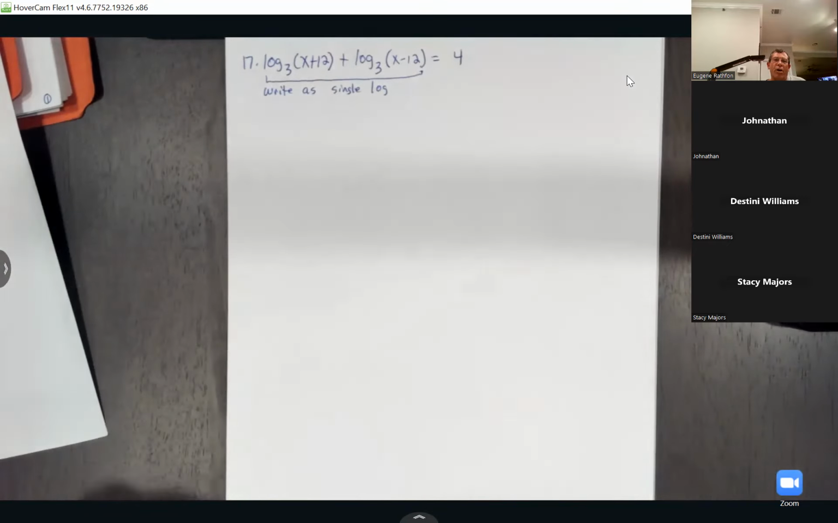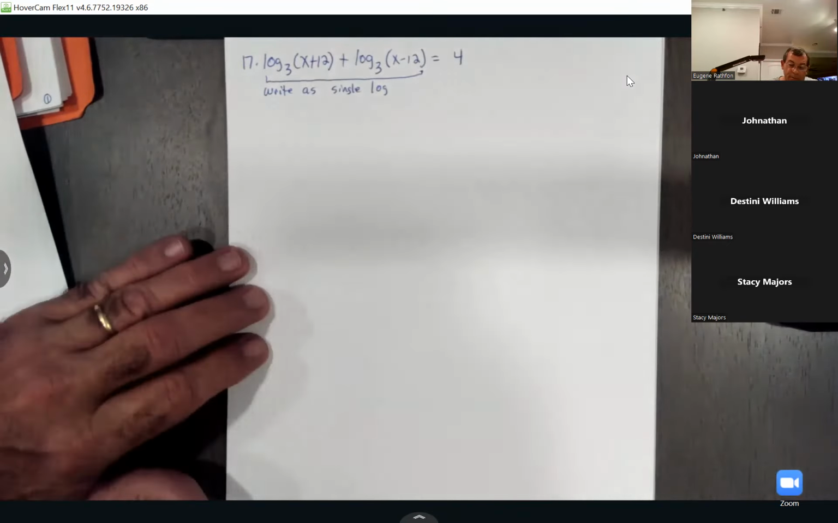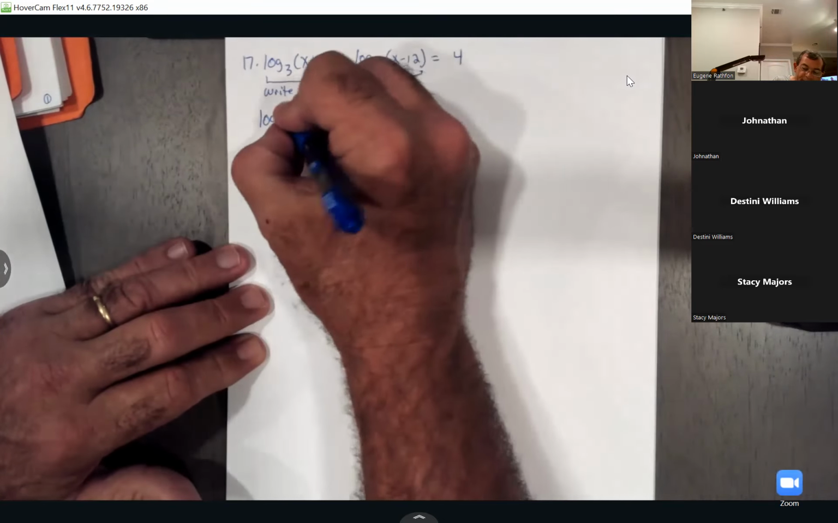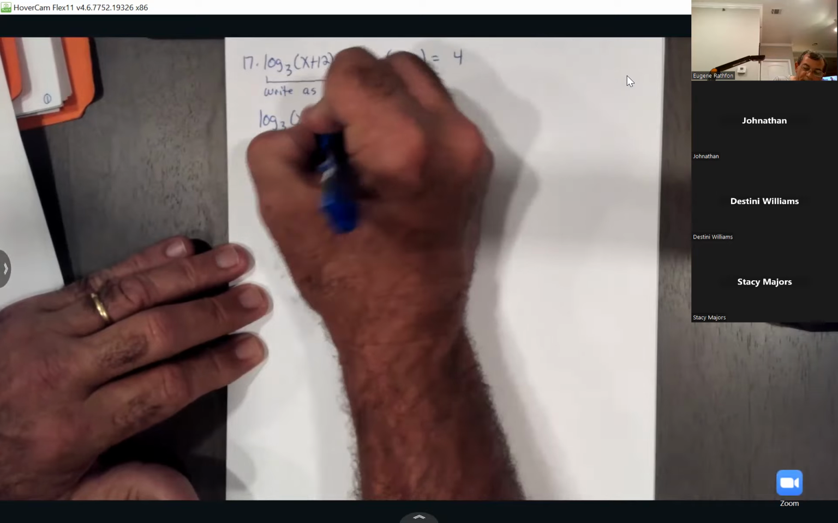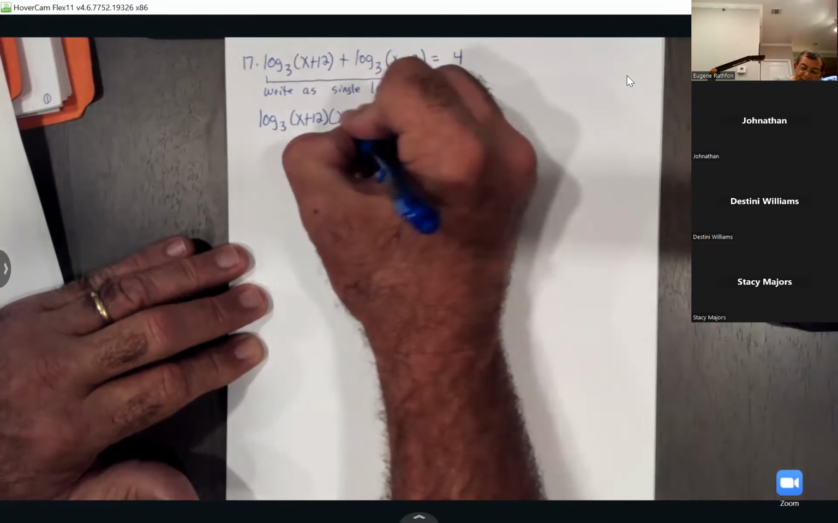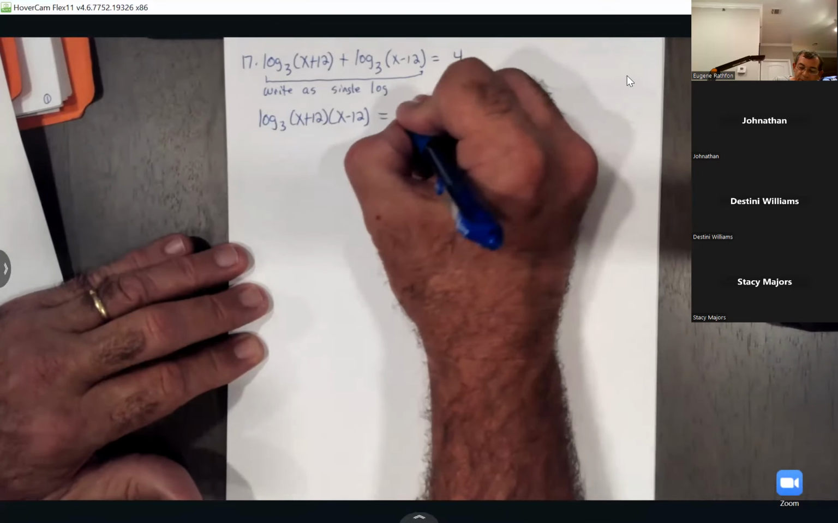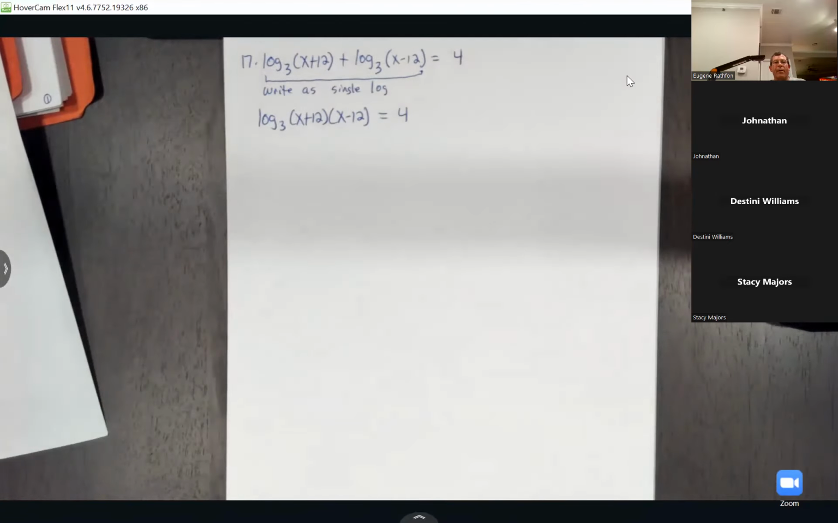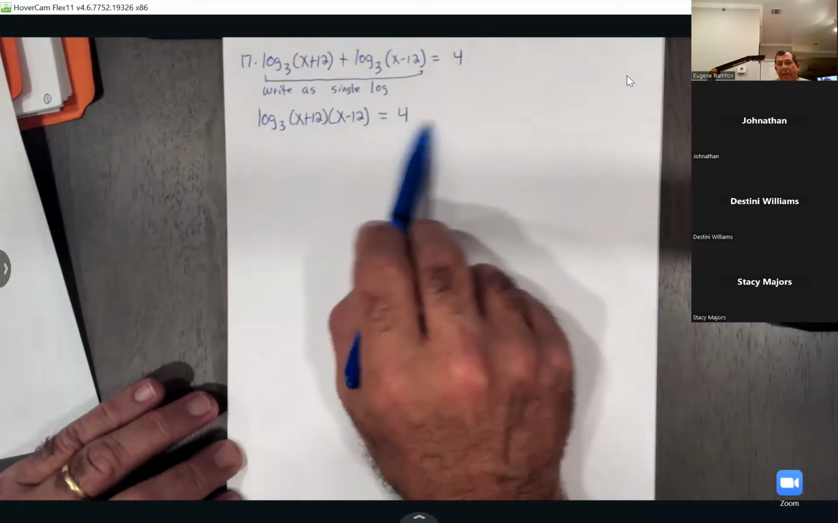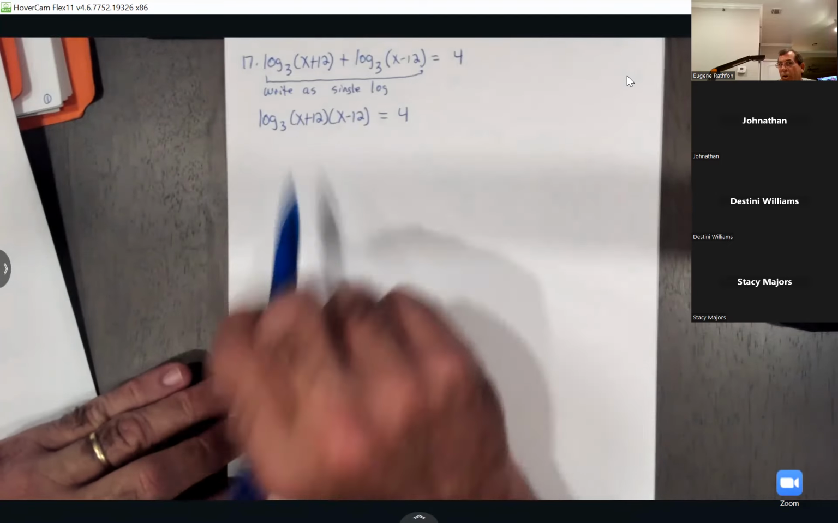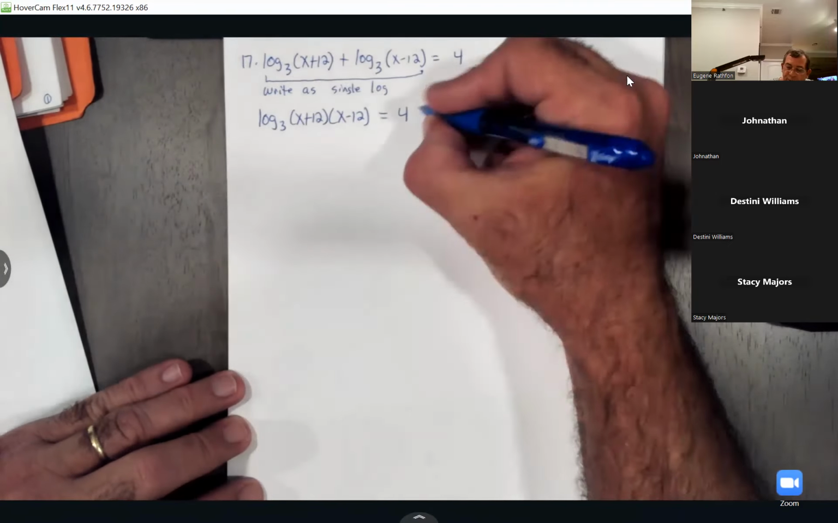Is it going to be a product or a quotient? Product. So I've got my X plus 12 times my X minus 12, and all that's going to equal 4. Sadly, I don't have a log on the right side, so I can't use my log base. But at this point, we could rewrite this one as exponential.